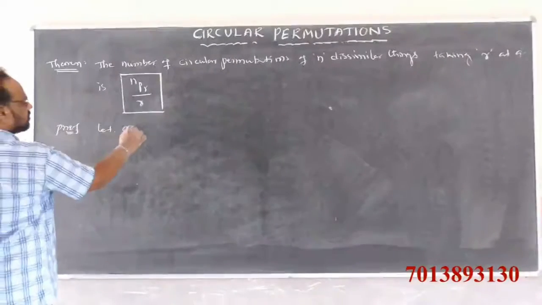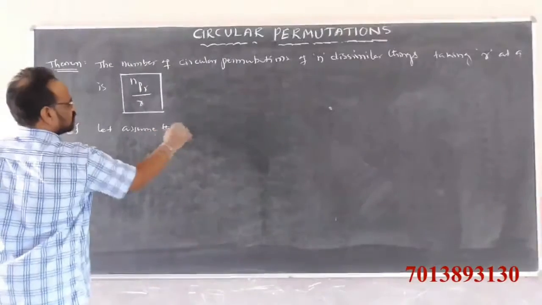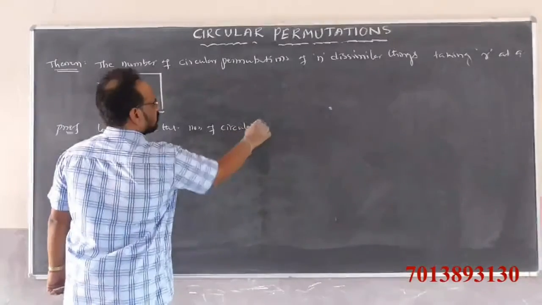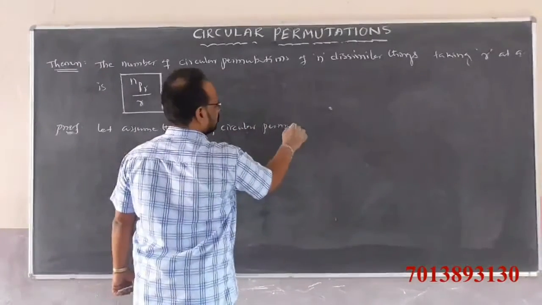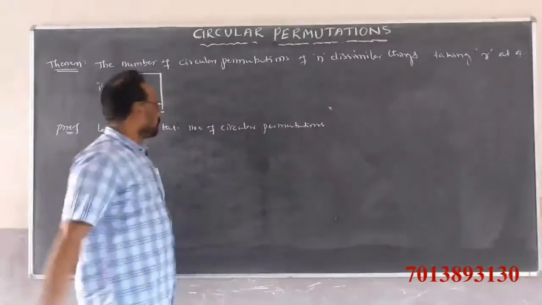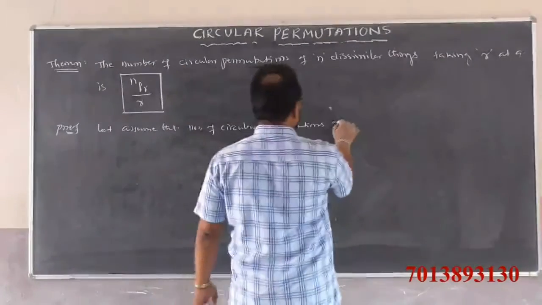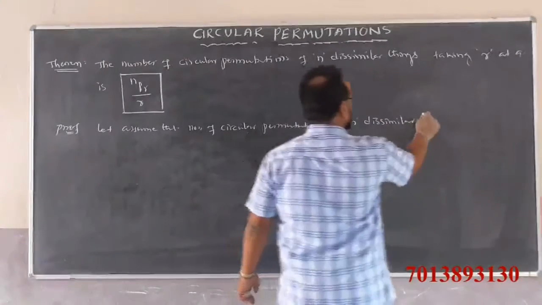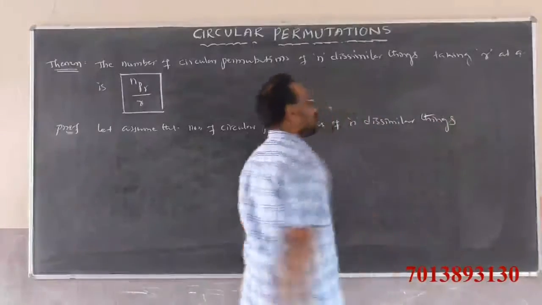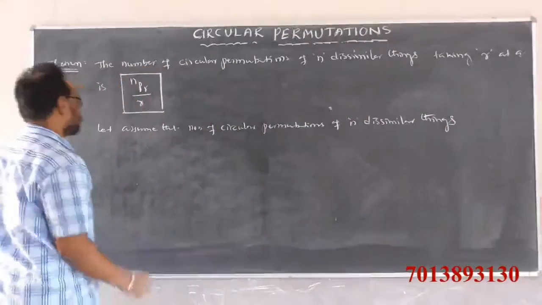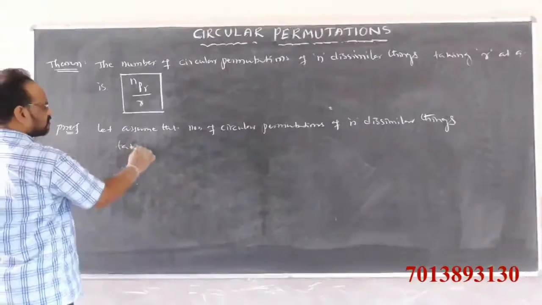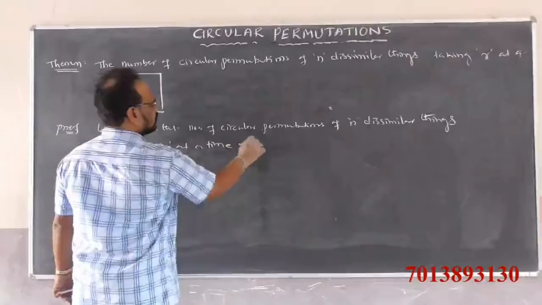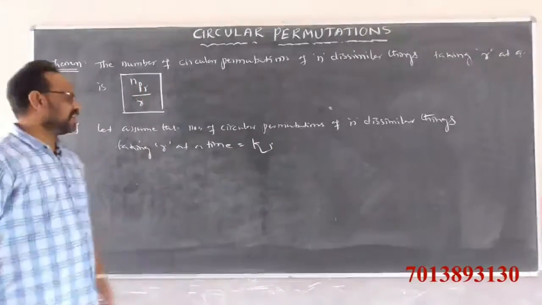Let us assume that the number of circular permutations of n dissimilar things taking r at a time is equal to k.